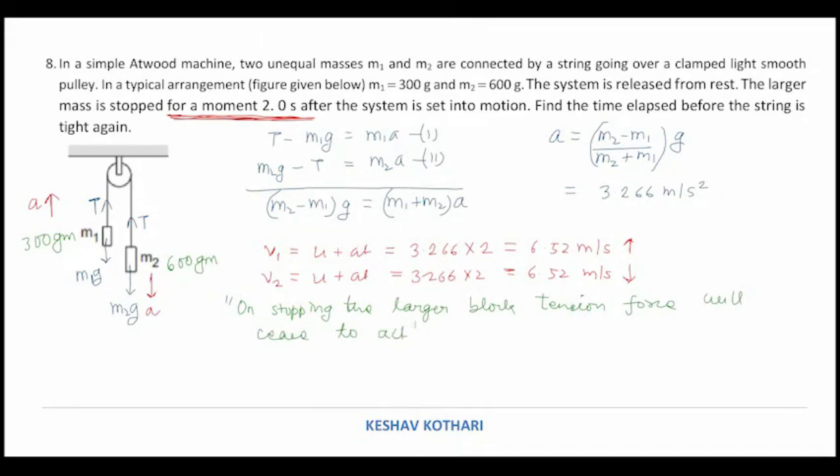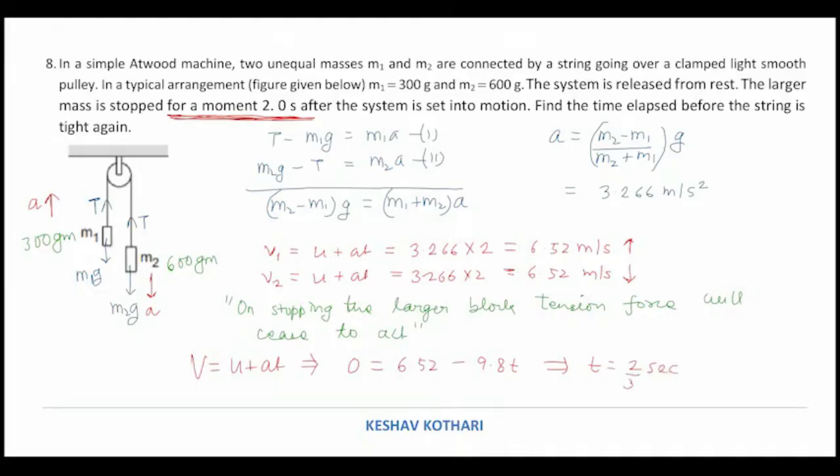As a result of this, the rope will start slacking, and it will slack till m1 reaches the highest position. If we calculate for the highest position, that is, the final velocity equal to 0 for the mass m1, we again apply the equation v equal to u plus at. This time u is equal to v1. So 0 is equal to 6.52, and now we are moving under the influence of gravity, so minus 9.8 into t. From here we solve to obtain t equal to 2 by 3 seconds.